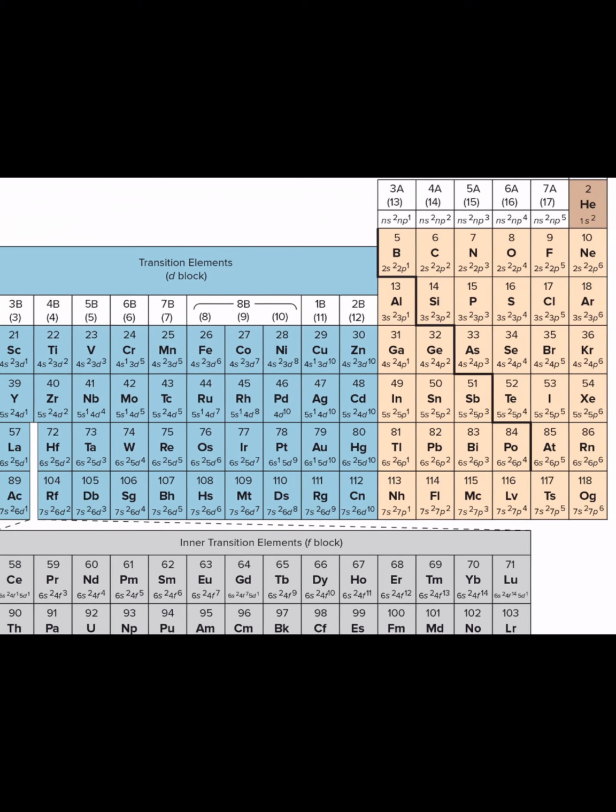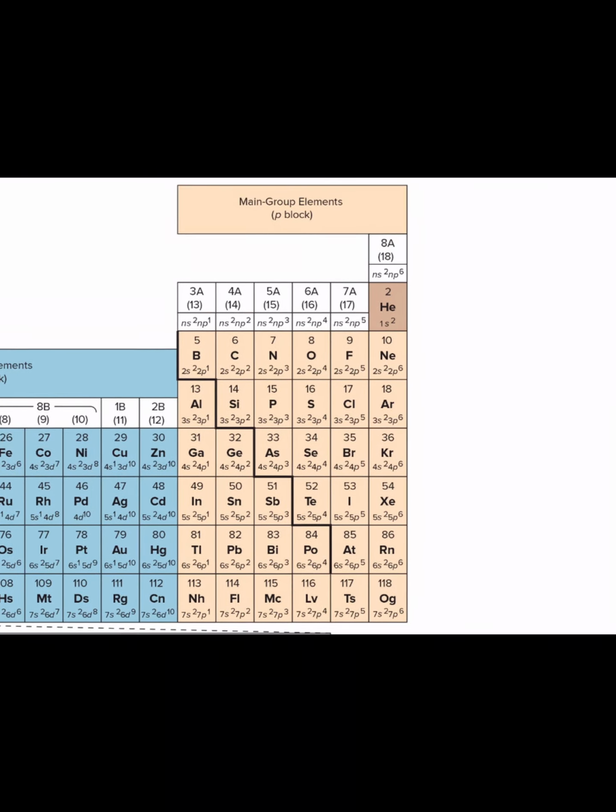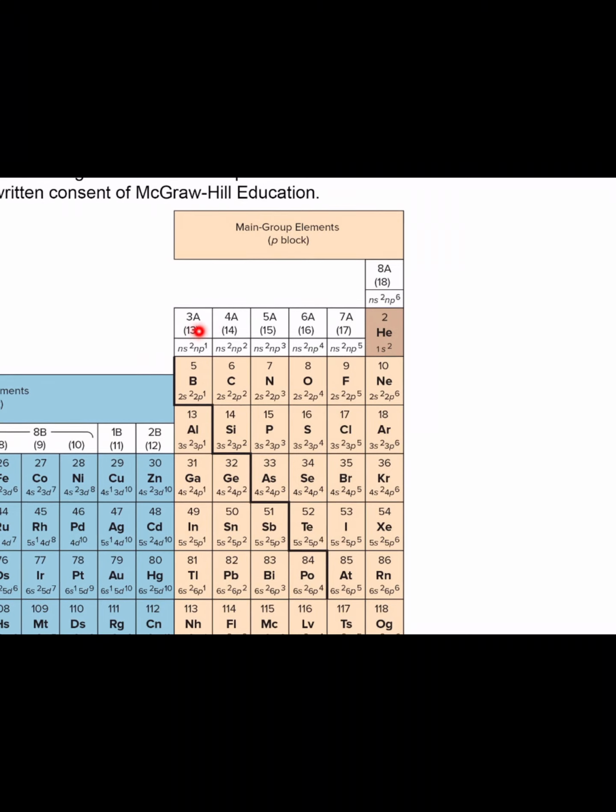And then over here, going from group 3 to group 8, p electrons are being filled up. s2p1, s2p2, s2p3, s2p4, like that. p1, p2, p3, p4, p5, p6. So we call this block p block elements.